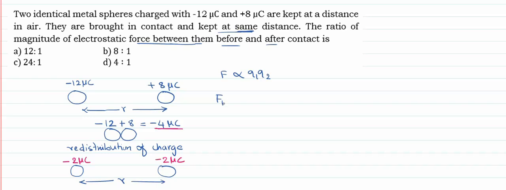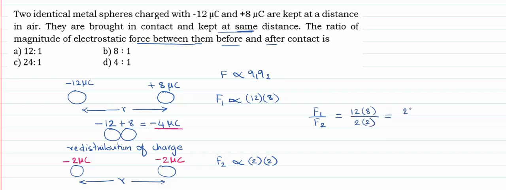In both cases r is the same, so F just depends on Q1 into Q2. Before contact I will take it as F1, so F1 is proportional to 12 into 8. Since r is the same, I have not taken 1 by 4 pi epsilon naught, as it is constant. After contact I will take it as F2, proportional to 2 into 2. I have not taken the negative sign, since we just need the ratio and in the options there is no minus. Now the ratio F1 by F2 is equal to 12 into 8 divided by 2 into 2. Simplifying, you'll have 24 is to 1. So option C is the answer.